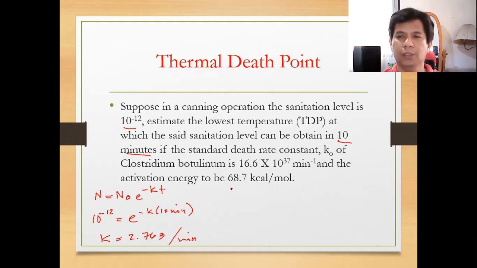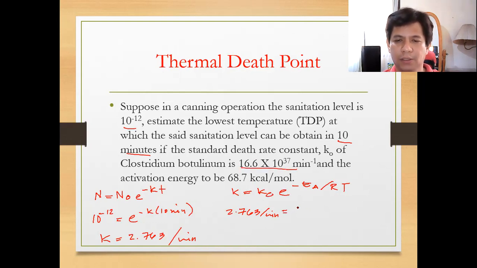Tapos, we're going to use the Arrhenius equation to calculate the temperature, the thermal death point. So, the Arrhenius equation is K is equals to K sub O E to the negative EA. This is activation energy. Tapos gas constant R. Tapos T. So, yung K natin is 2.763 per minute. Yung K sub O natin, ito, 16.6 times 10 to the 37. Okay, per minute din to. So, magka-cancel out lang yung unit.